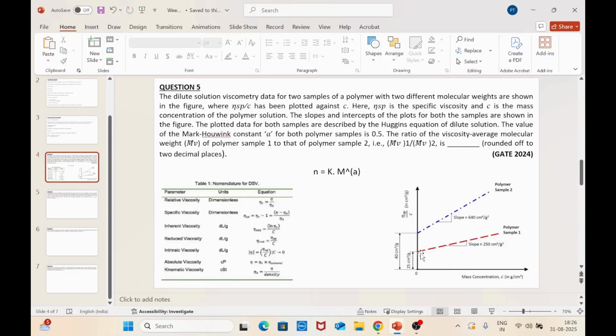We have to take concentration as 0, which is basically the starting of the x-axis, and at this place we have to determine the value of eta_sp by C, the specific viscosity upon the concentration of the polymer solution. For polymer sample 1, eta_sp by C, that intercept, is 25 centimeter cube per gram. For polymer sample 2, it is 40 centimeter cube per gram.